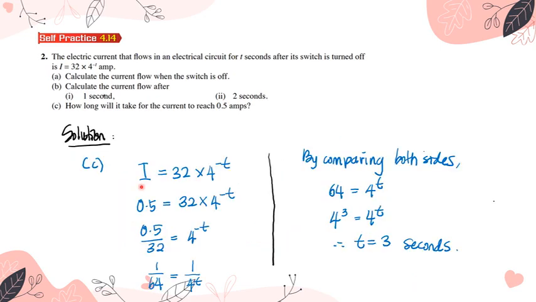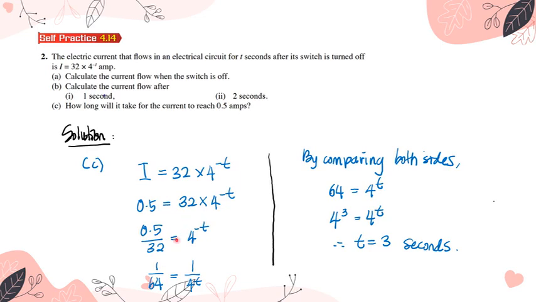For question C, how long will it take for the current to reach 0.5 amperes? So how to do this? First we write the function I is equal to 32 times 4 to the power of negative t, and we substitute the value of I with 0.5 amperes equal to 32 times 4 to the power of negative t. We divide 0.5 by 32 and we will get 1 over 64.